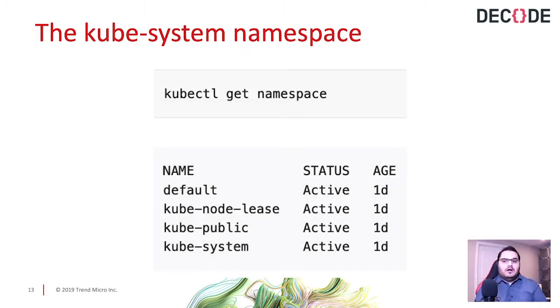When you create a cluster using some tool like the kubeadm tool, which is the most common one, you already have 4 namespaces created for you, right? We mentioned that namespaces are like logical separations between your Kubernetes objects in your cluster. So by default, you have 4 namespaces created for you: the default namespace, kube-node-lease, kube-public, and kube-system.